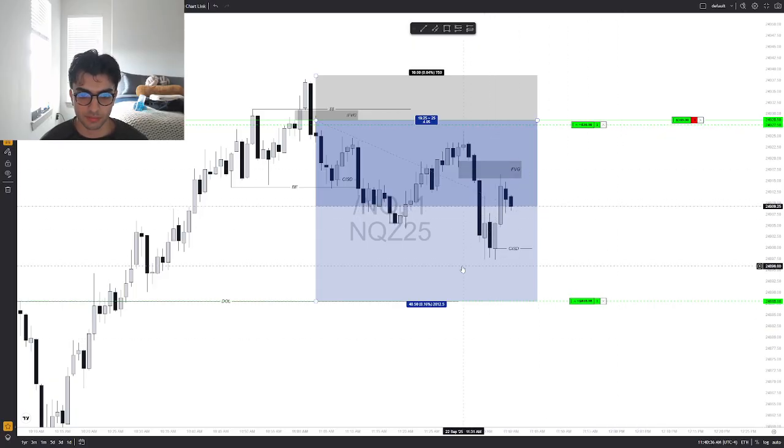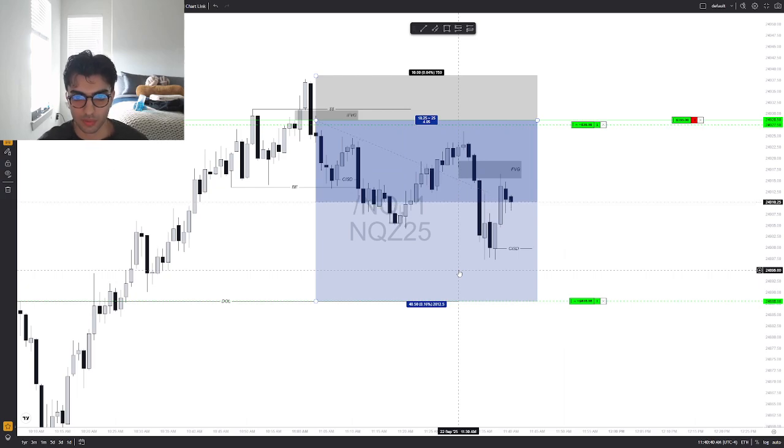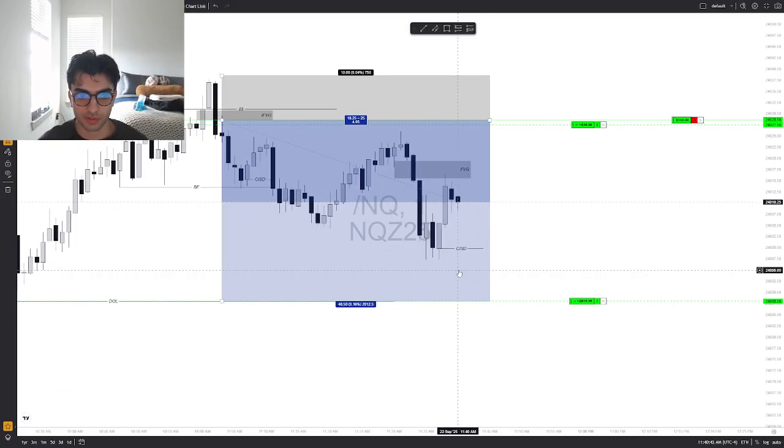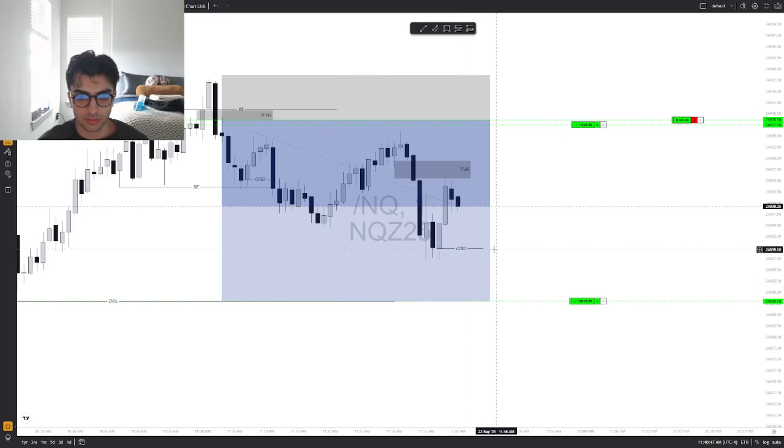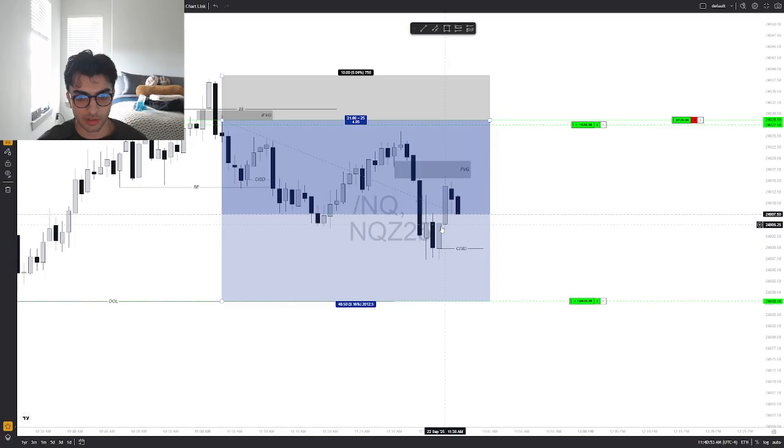How many points are we up? 19. Almost 20. So we pretty much are halfway in this trade. Seconds left in this candle. Still not getting that closure down here. Still want to see it really dump here.